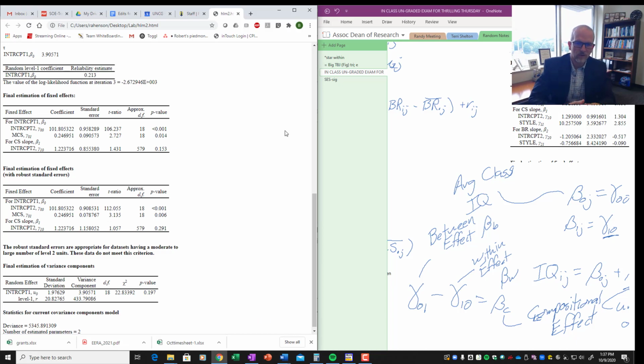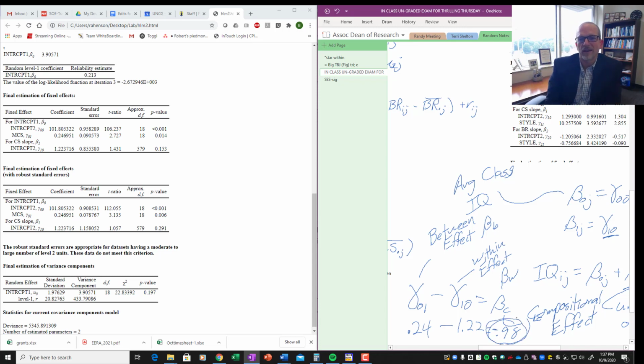So if I actually wanted to compute what the compositional effect was in this case, sorry, I moved my windows around. So now, if I'm plugging in, my gamma 01 is 0.24. I subtract off my gamma 10, which is a 1.22. And what that makes this is a 0.98 negative. So the compositional effect in this case is a negative 0.98.